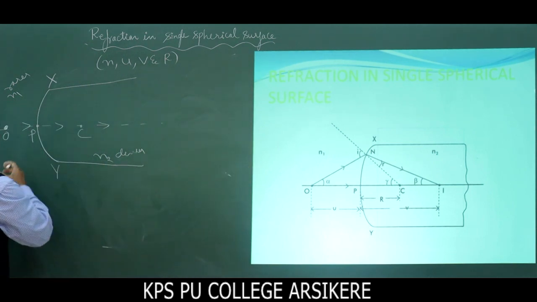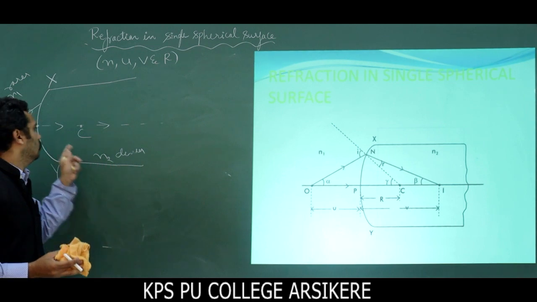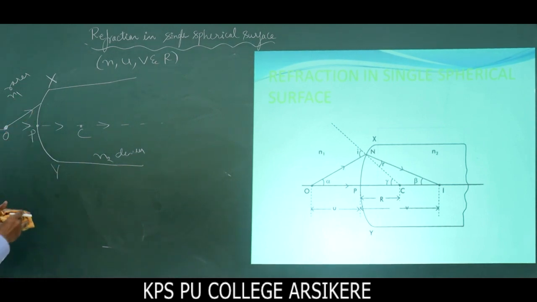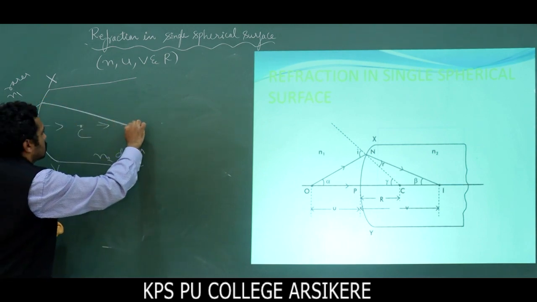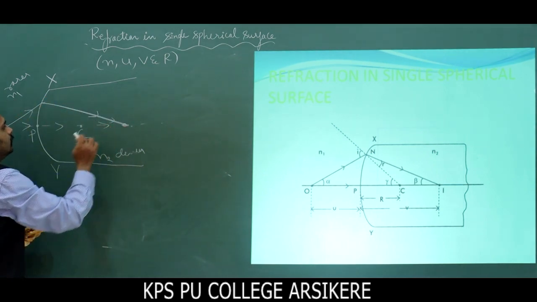Now from the object you consider the other rays of light. This is the other ray of light from the object. This is oblique to the surface. You know that it undergoes refraction because due to change in the medium, the direction of light changes.